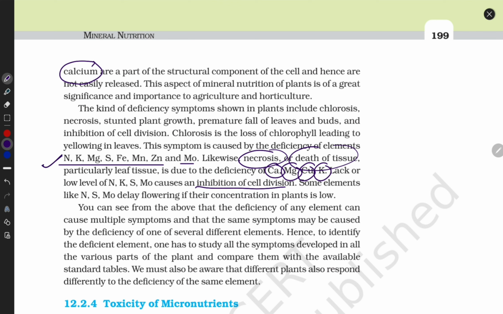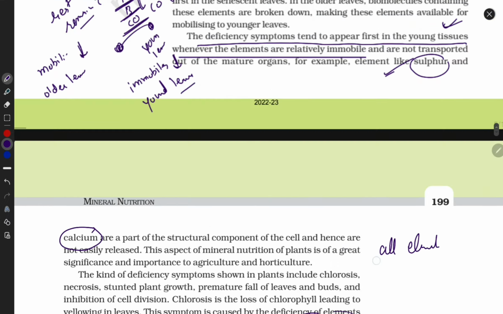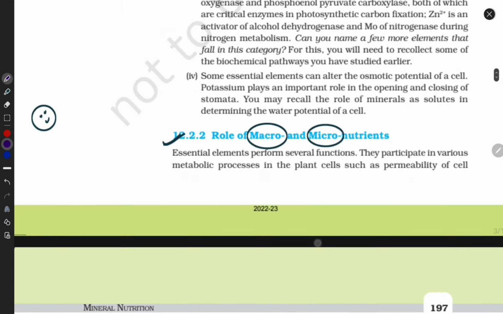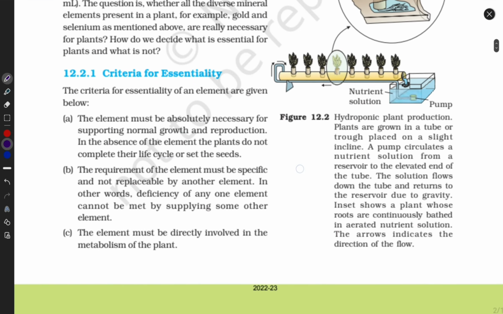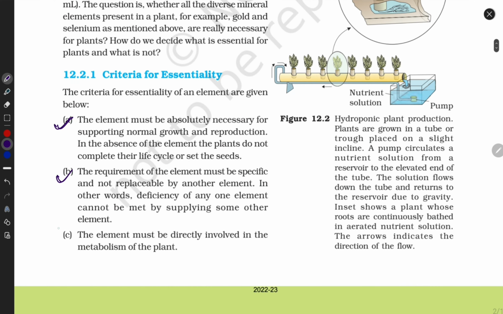So these are some elements. If we provide them in low concentration, they affect the plant according to their role in the cell. Some elements like this and this delay flowering. Okay, so for all elements, as I say, look here, there are conditions. There are some conditions. Look here, guys. They have their criteria.